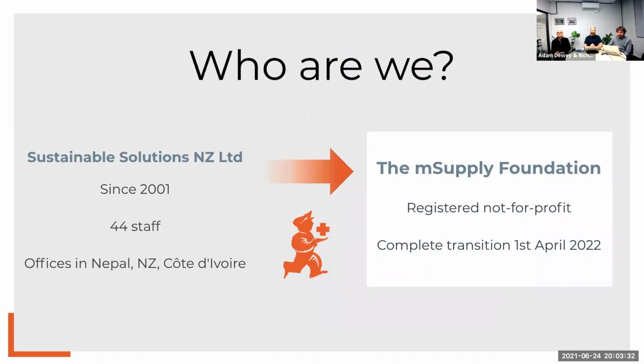Who are we? So we are the mSupply Foundation. We have a product called mSupply, which was made by Sustainable Solutions back in 2001. We're in the process of transitioning from the company Sustainable Solutions to the mSupply Foundation, which is a not-for-profit model. And we're aiming to complete that transition by the beginning of next year.